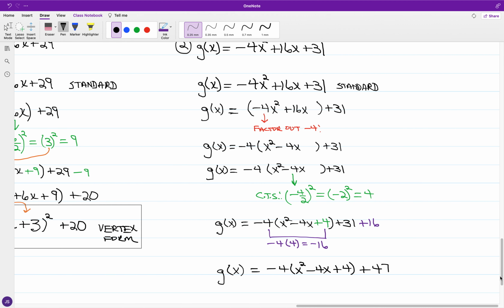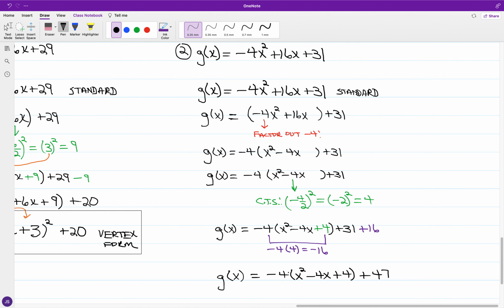Okay, and so just doing a quick check. I got negative 4 times x squared is negative 4x squared. Negative 4 times negative 4x is plus 16x. Negative 4 times 4 is negative 16. Negative 16 plus 47 is 31. Okay.